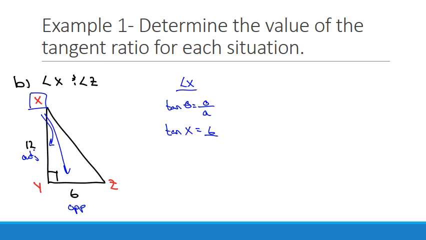So that would be 6/12. And then again, you can now reduce that if you want to 1/2, 0.5, whatever you want to do there would be fine. Let's look at the next one.